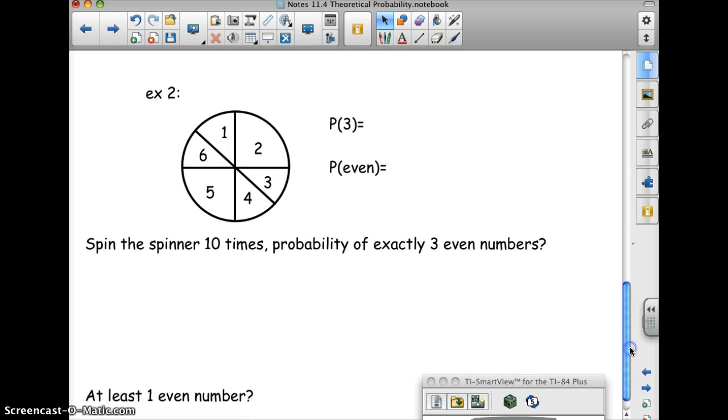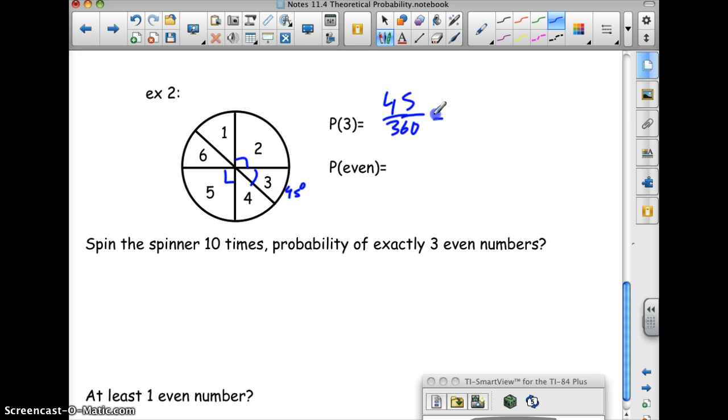And this one here, the probability of a 3, you have to figure out how much you've divided this into. Well, here's 90 degrees, here's 90 degrees. And these ones are equally divided, so each one of these is 45 degrees here. So the probability of a 3 is 45 over 360, which is equivalent, when you reduce that, 45 goes evenly into 360. It's 8 times, right? So 1/8. Or it's 1/8 of a pie.